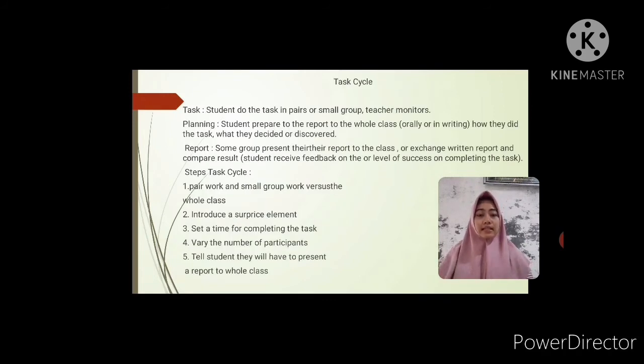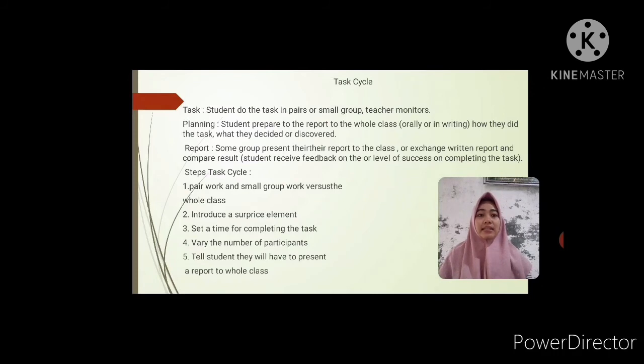Next is the task cycle. Task is where students do the task in pairs or small groups and the teacher monitors. Planning. Students prepare to report to the whole class, orally or in writing, how they did the task and what they decided or discovered. And then report. Some groups present their report to the class or exchange written reports and compare results.